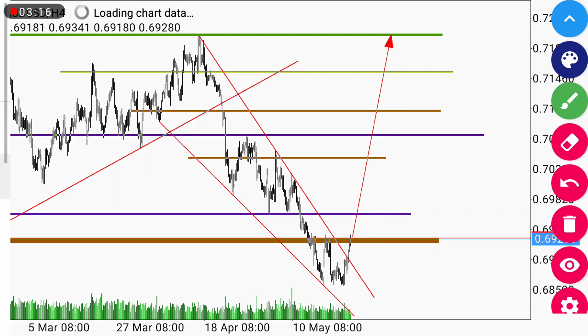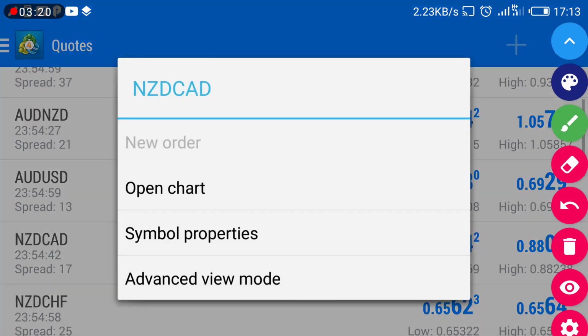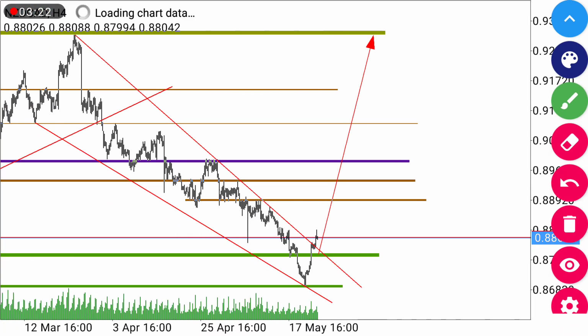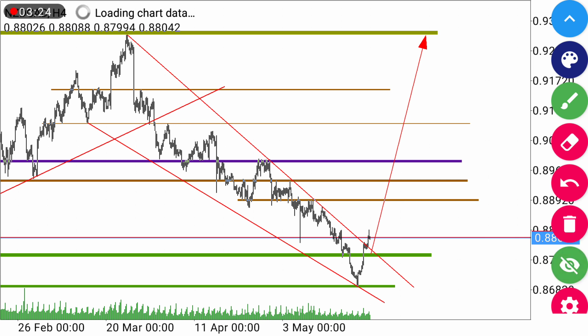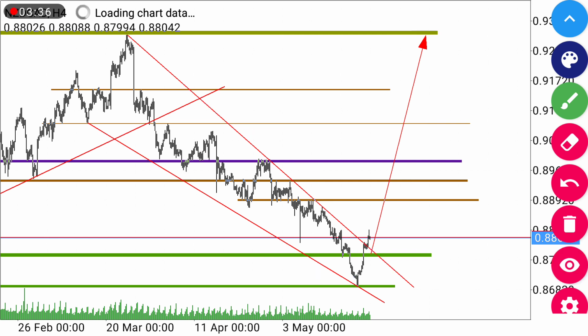Another pair which we're going to be looking at for the coming week is NZD/CAD. Also on NZD/CAD we have a wedge. So what we are expecting is to see just a pullback, then after the pullback, we'll continue moving up toward that point. The reason behind this is the wedge formation. This is NZD/CAD on the H4 time frame.